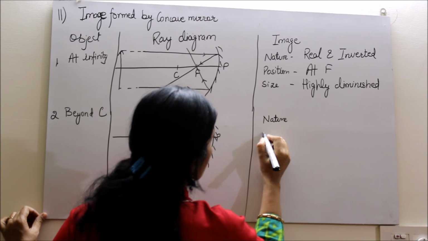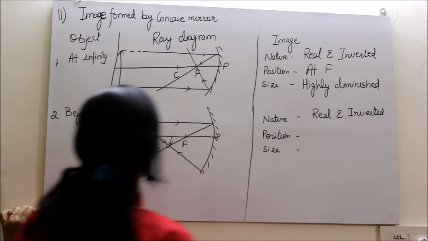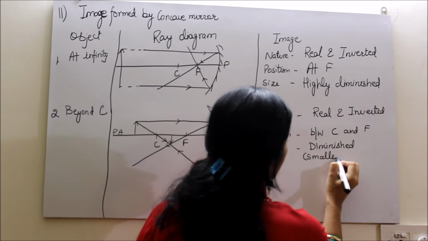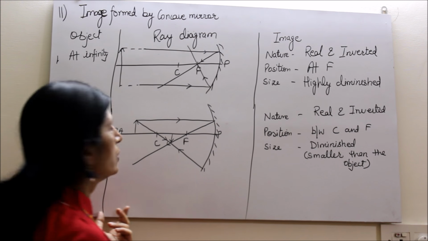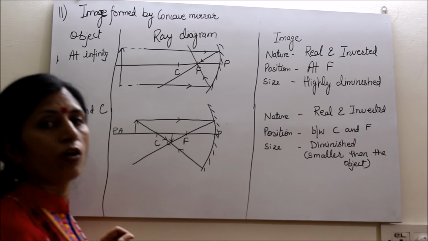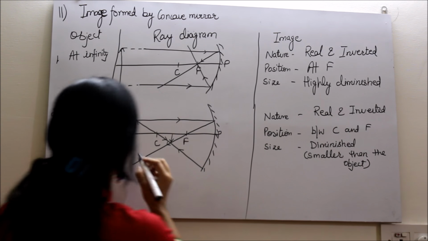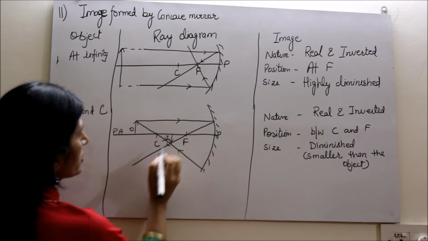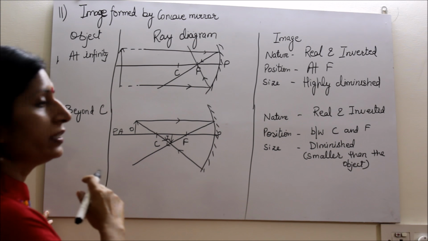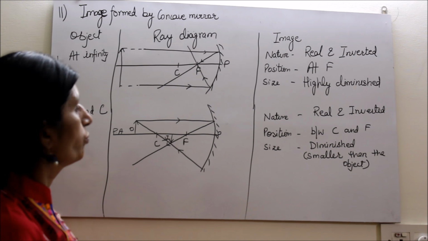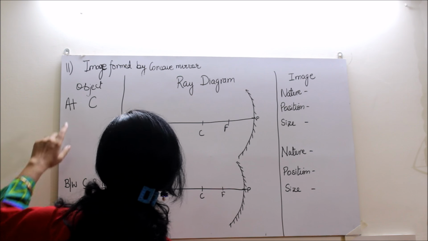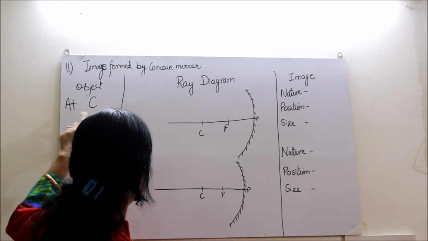So again, now if I tell you to mark object and image, this is your object and this will be your image. So therefore the object is larger than the image. So we keep it as the size is diminished. For the third diagram, let the object be placed at C.